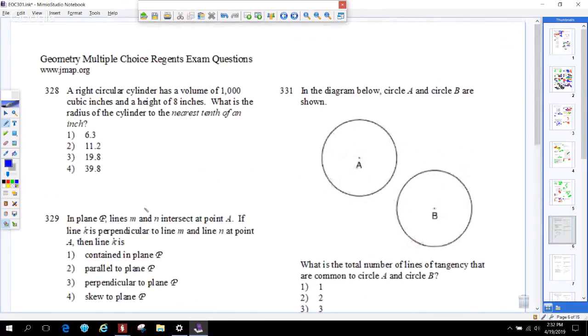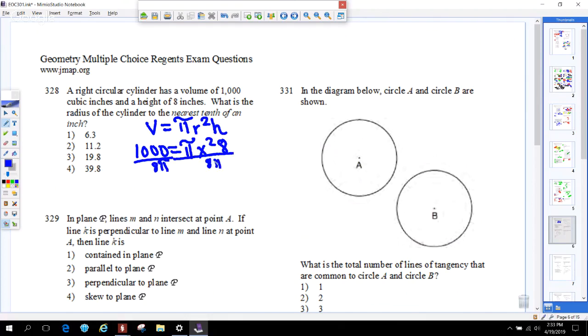Okay, here we've got, let me mark off 327 so I remember that you don't need it. A right circular cylinder has a volume of 1,000 cubic inches and a height of 8. Well, we know from the formula sheet that pi r squared h is the formula for volume. It says that the volume is 1,000. Pi just stays the same. We don't know the radius, and the height is 8. So I'm going to divide both sides by 8 pi.